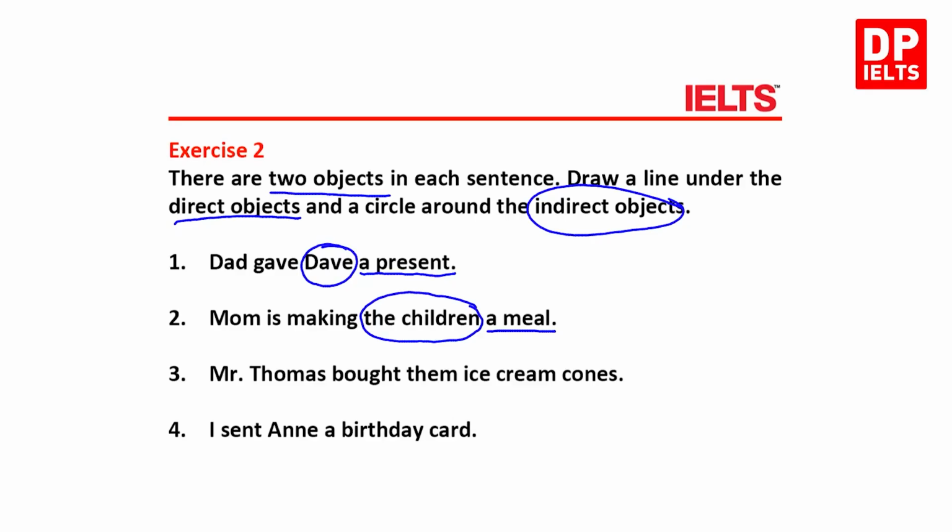Dad gave Dave a present. என்ன கொடுத்தார்? Present, direct object. யாருக்கு கொடுத்தார்? Dave. So that is indirect object. Mom is making the children a meal. Mom என்ன மேக் பண்றாங்க? Meal. So that is direct object. யாருக்கு மேக் பண்றாங்க? Childrenக்கு. So that's indirect object. So இதுல பாத்தீங்கன்னா எப்பவுமே indirect object, அதாவது mostly, usually direct objectக்கு முன்னாடி தான் வரும்.